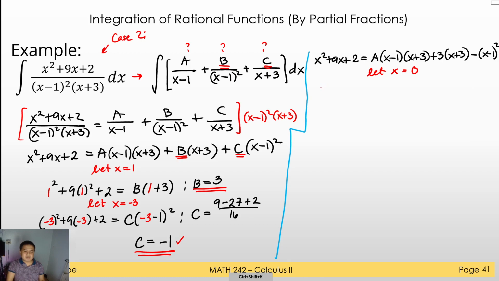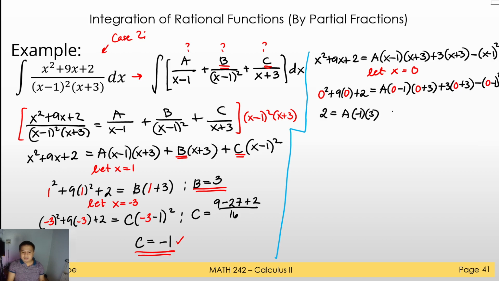So we can cancel out these terms. So we have 0 squared plus 9 times 0 plus 2, and then equals 2a, and then we have 0 minus 1. We have 0 plus 3, and then plus 3, and then 0 plus 3, then minus 0 minus 1 squared. So this will be equal to 2. We have here a, and then negative 1, 3, plus you have 3 times 3, and then minus 1. So negative 1 squared is 1, so minus 1.